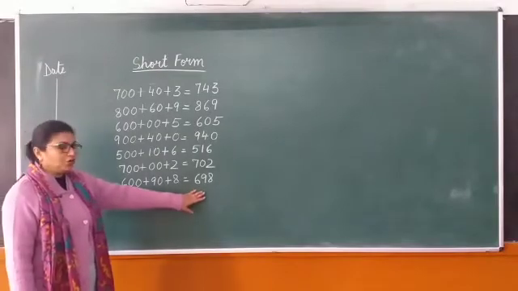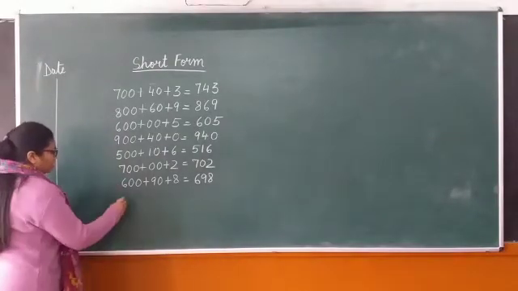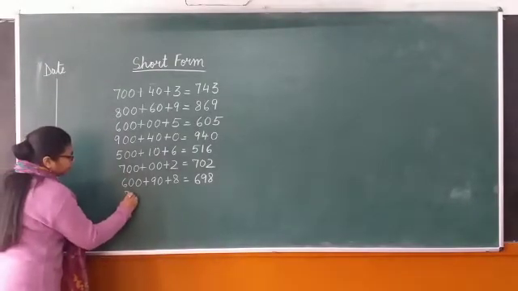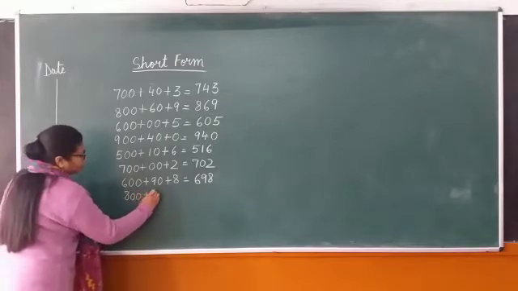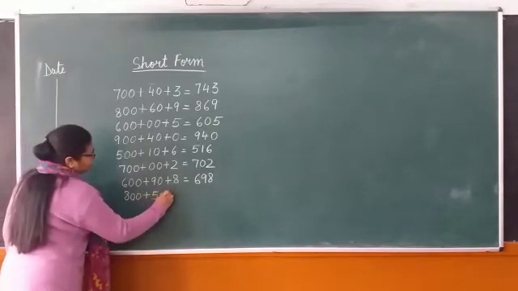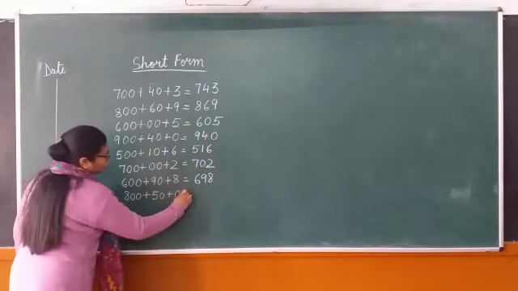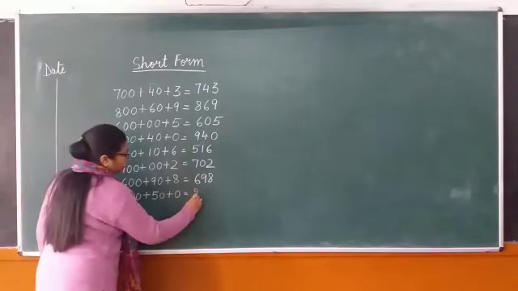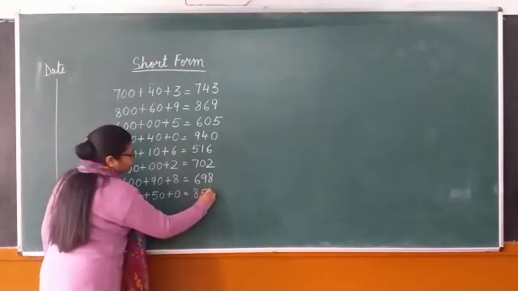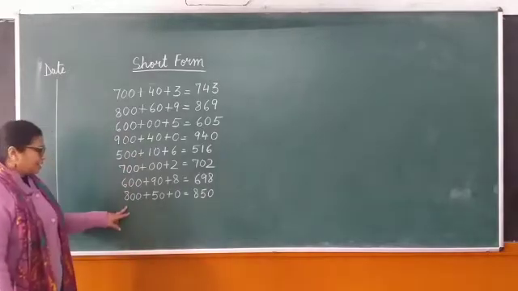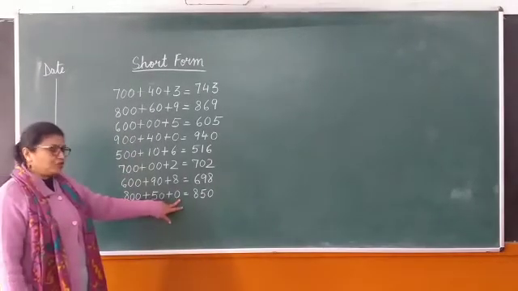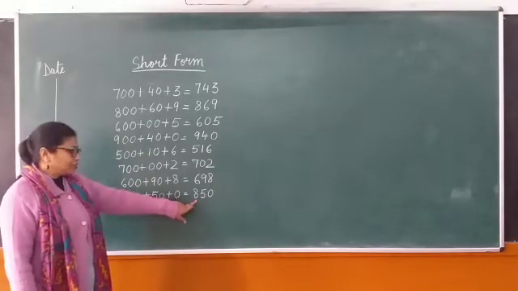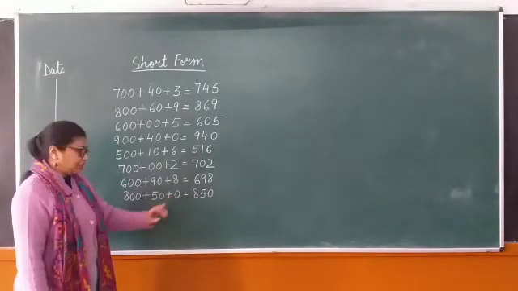This is how you will do your short form. Again 800 plus 50 plus 0. So this will be 850. All right, 800 plus 50 plus 0 is in the 1's place. So this will be 850.